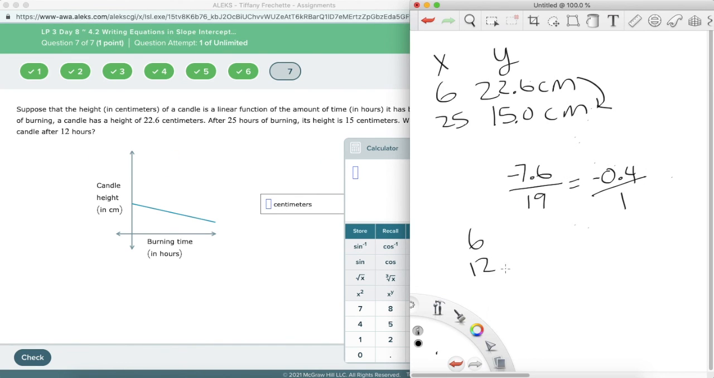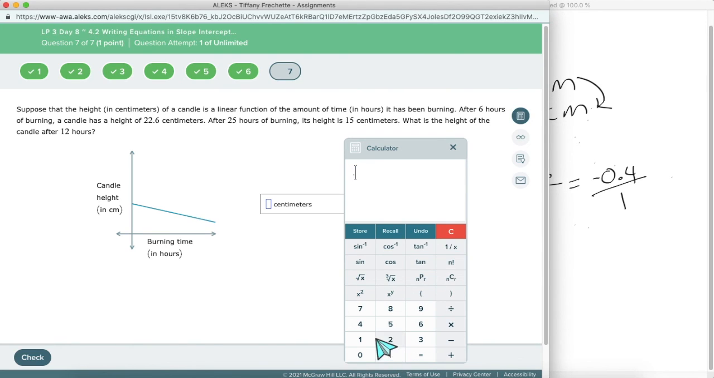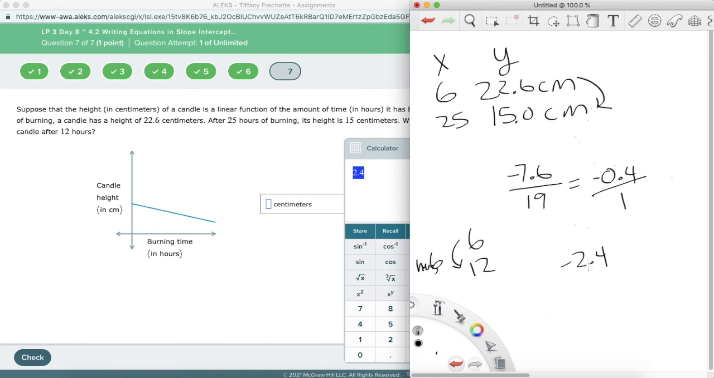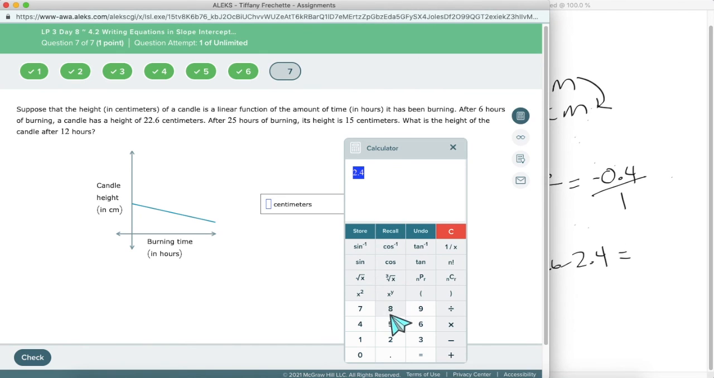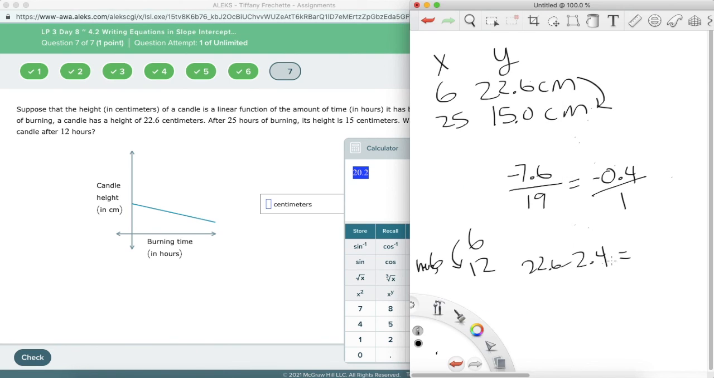So we'll go 6, 12. This is 6 hours, right? There's a 6-hour difference here. So in 6 hours, how much more has it fallen? Let's do that. 0.4 times 6. So it's gone down 2.4 centimeters from the 6-hour mark to the 12-hour mark. And at the 6-hour mark, it was 22.6 centimeters tall. So we can just subtract 22.6 minus 2.4, and this means that it's 20.2 centimeters tall at the 12-hour mark.